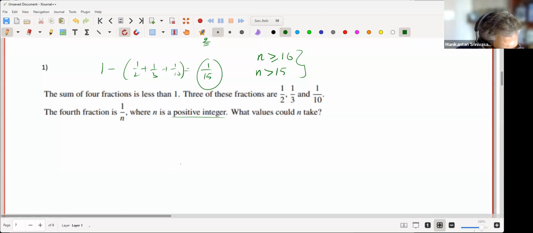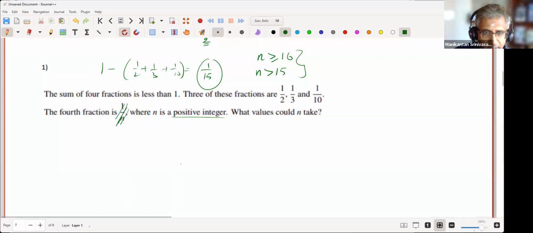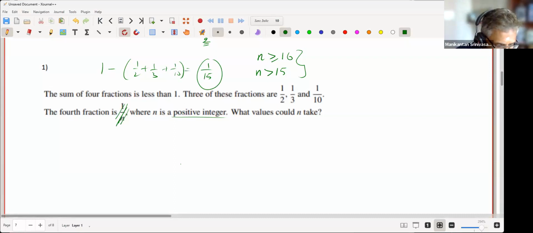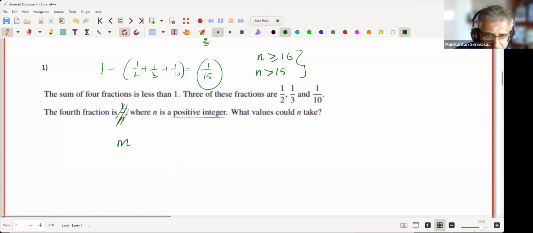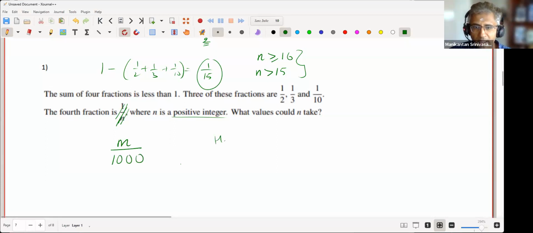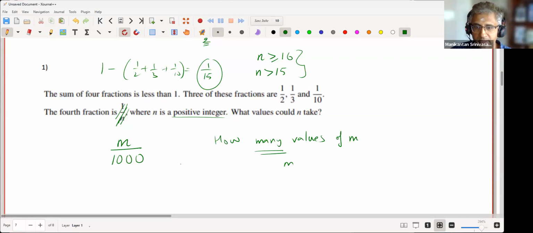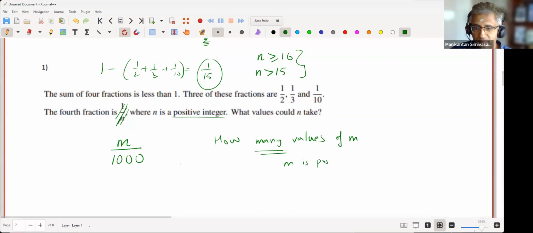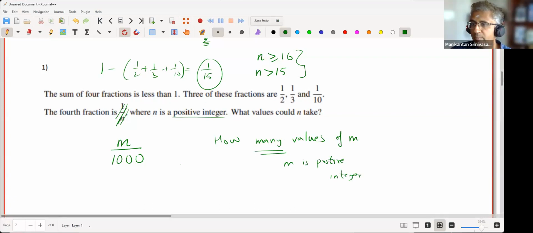Let me ask another variant of this question. Suppose the fourth fraction is not 1 by n, but it is m by 1000. Now, how many values for m are there? I'm not asking what the values are, I'm asking the count. How many values of m, where m is a positive integer? All of you will do this. Precious, you will answer this.